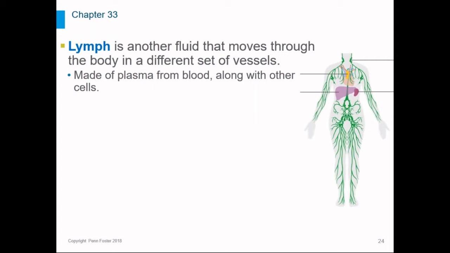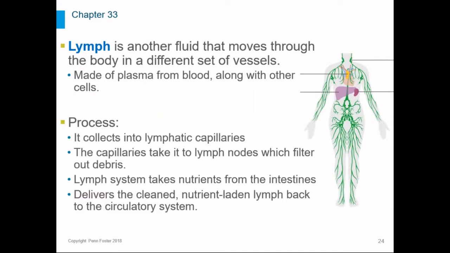Now, lymph is another fluid that moves through the body in an entirely different set of vessels. It's made of plasma from blood along with other cells. It collects into lymphatic capillaries, which take the lymph to lymph nodes, which filter out pathogens, broken cells, and other debris. And the lymph system takes nutrients from the intestines and then delivers this cleaned, nutrient-filled lymph back to the circulatory system. So the two systems are connected, but they have separate sets of vessels.